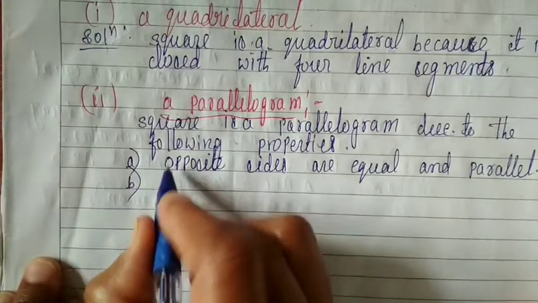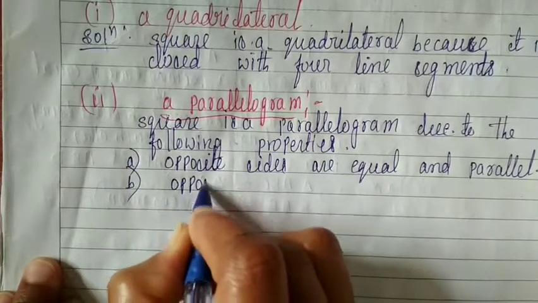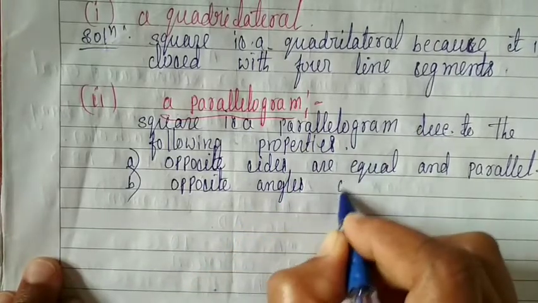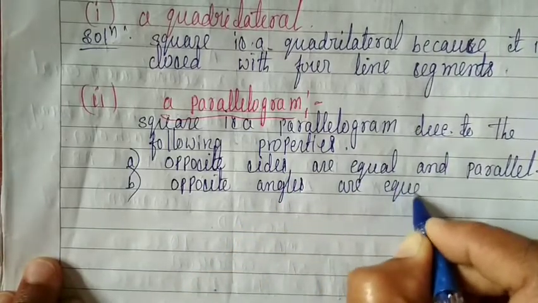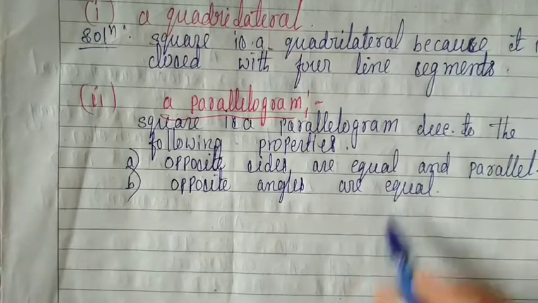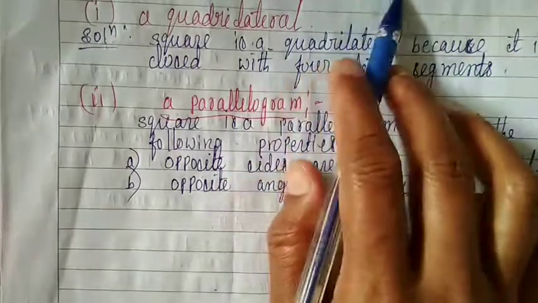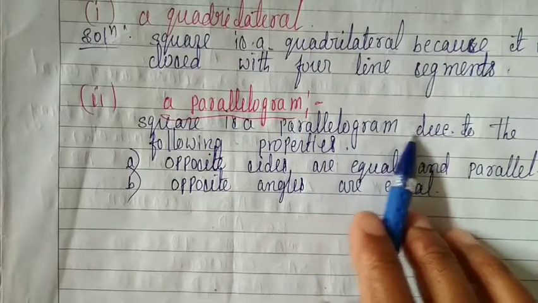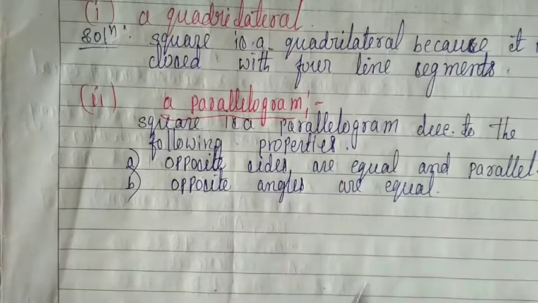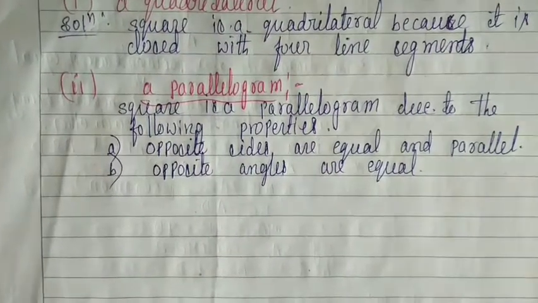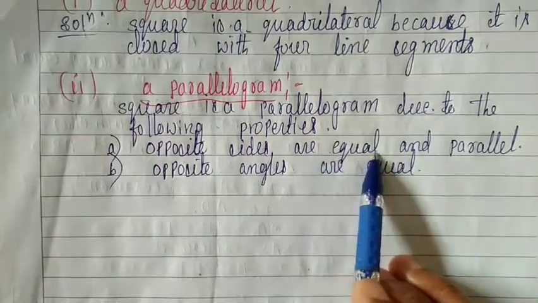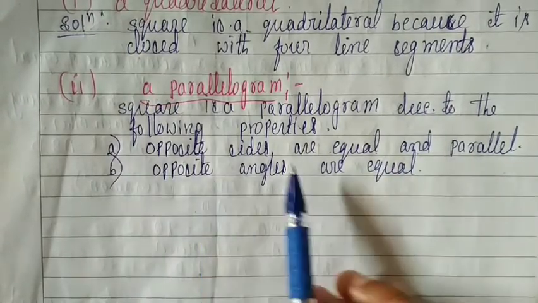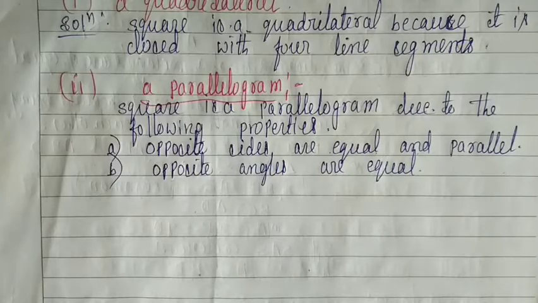Second property is opposite angles are equal. Dear students, once again explain how a square is a parallelogram. A square is a parallelogram due to the following properties. First property is opposite sides are equal and parallel. Second, B. Opposite angles are equal.